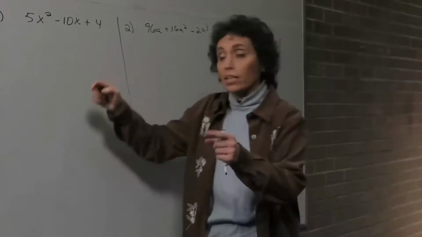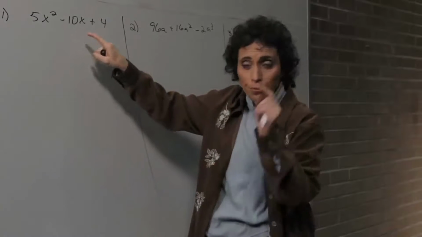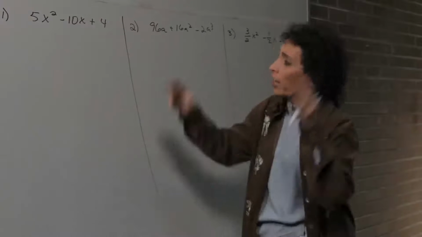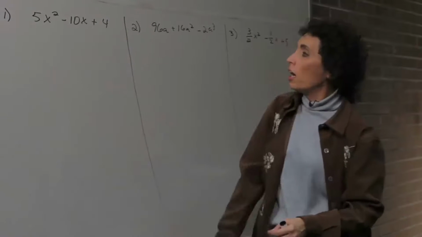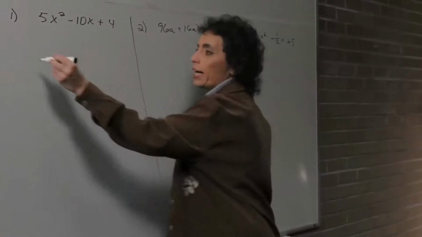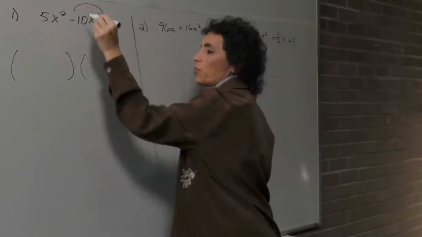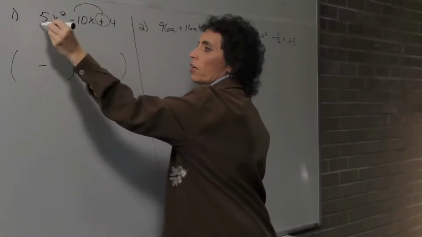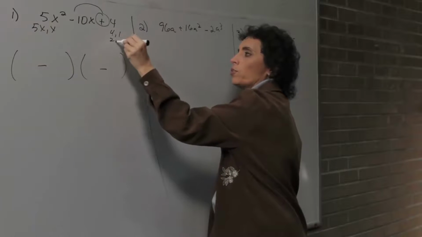So step 1 again, look for a GCF. Nope. Step 2, can't do. Step 3, can't do. Are you getting sick of it? Step 4, count your terms. There are 3. Look for standard form. You got it. All right, leading term positive, we got it. So here we go. Make 2 sets of parentheses. That plus tells me they're the same as the middle, so they're both minus. This is 5x and x. That's it. 4 and 1, or 2 and 2.